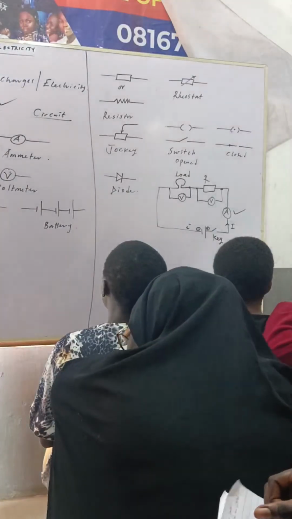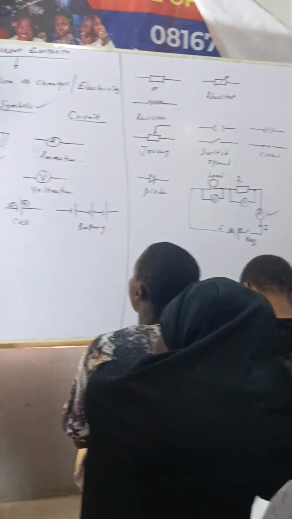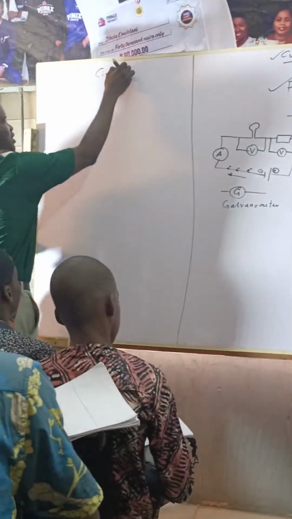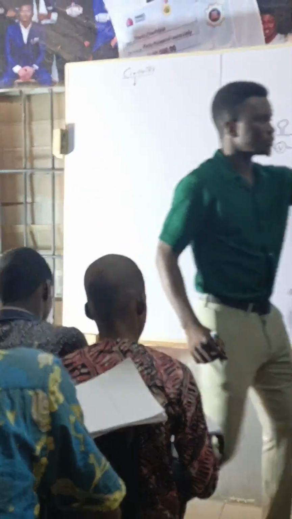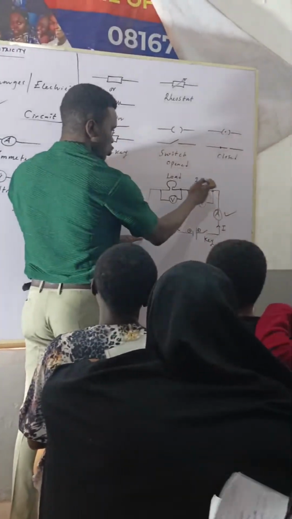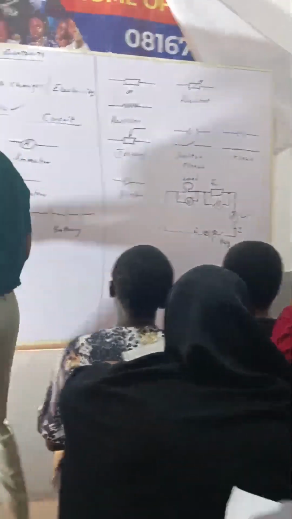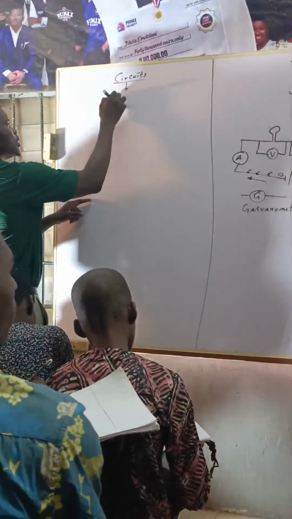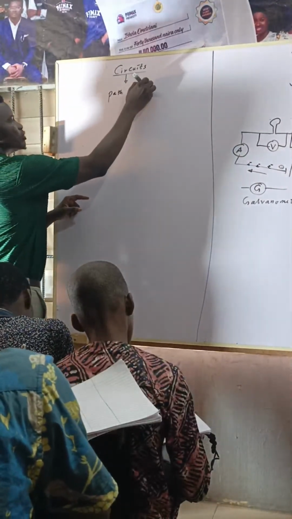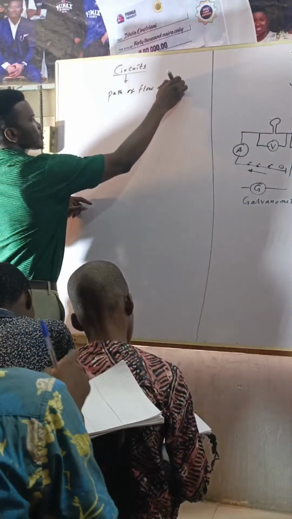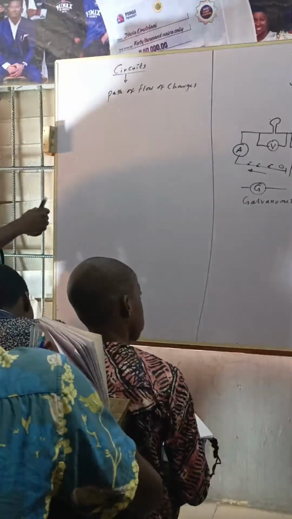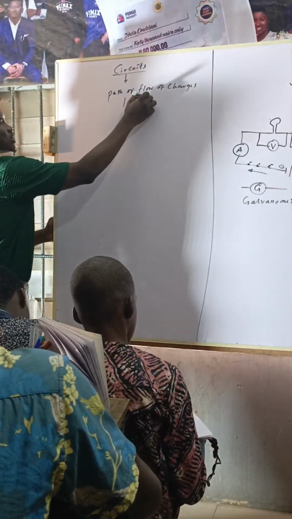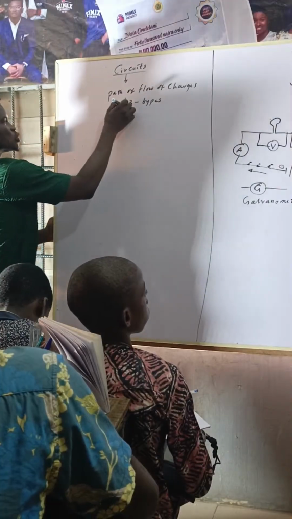So now, when you're talking about circuits, we have not started. This is just an introduction. So I said, before this bulb can come on, current must flow in the circuit. So the path through which current goes is what we call a circuit. So it is the path of flow of charges. That is a circuit. We have three types of circuits majorly that you need to be aware of.